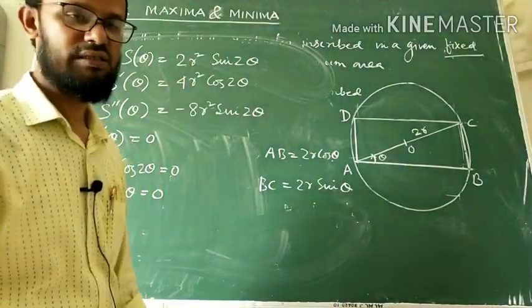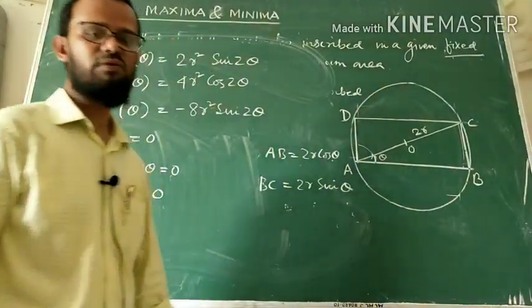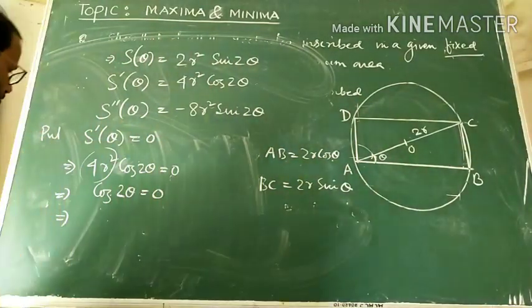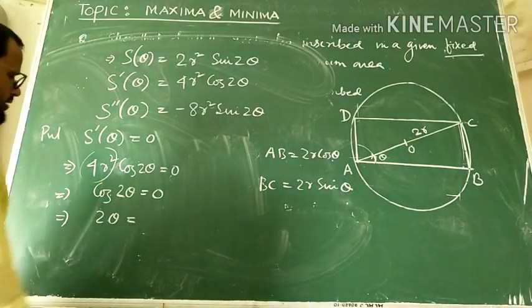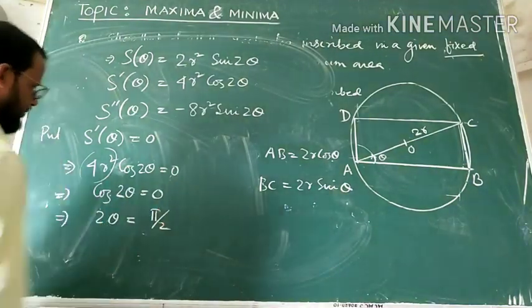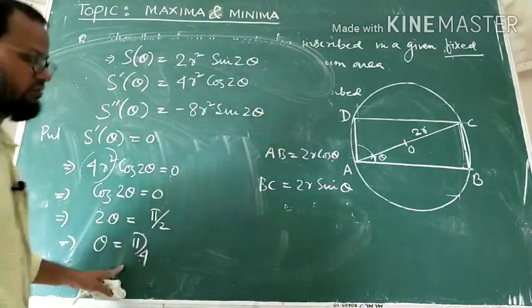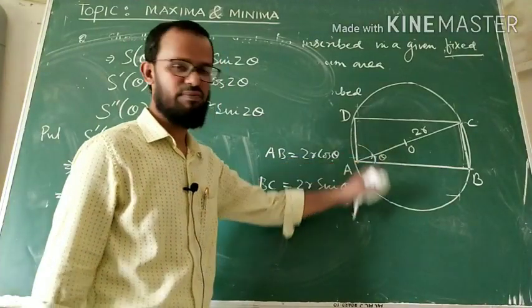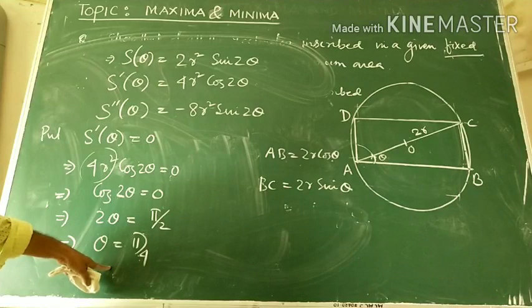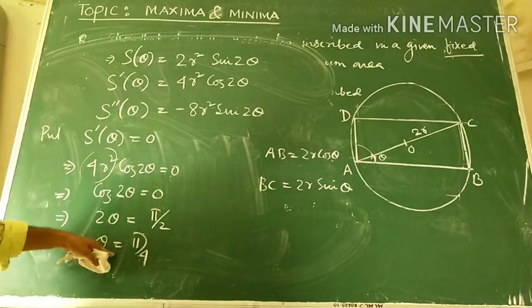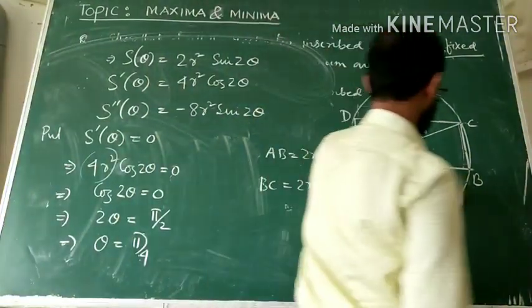Now very simply, what is your theta? Theta is maximum, it is extended up to 90 degree. So cos 2 theta equal to 0 implies 2 theta equal to pi by 2, implies theta equal to pi by 4. So theta is equal to pi by 4, which is in the range 0 to pi by 2. So this is your critical point. Now at this critical point you have to check the second order derivative.